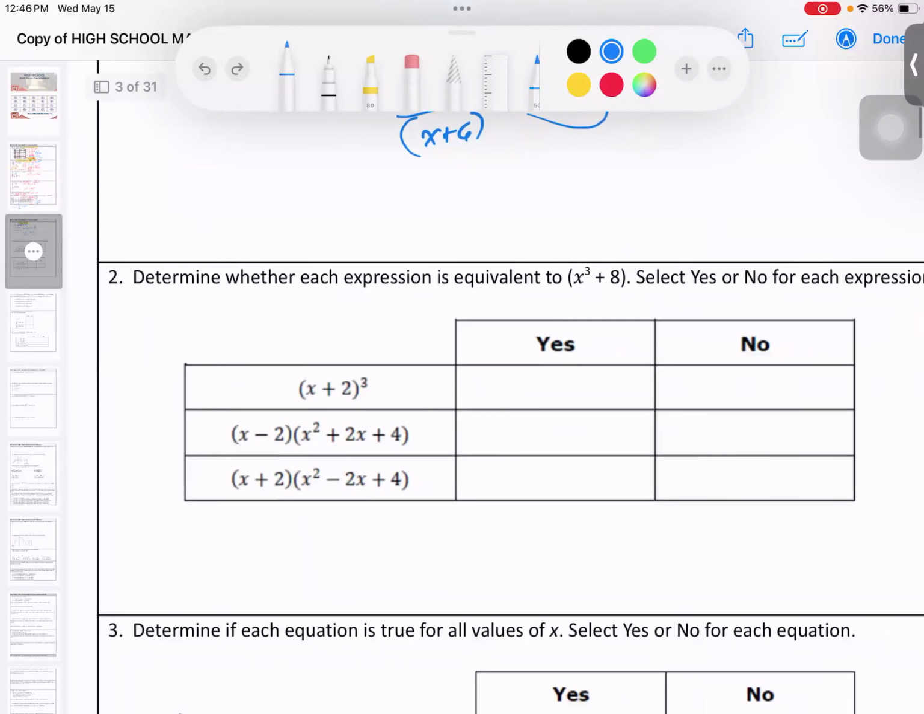All right. Number 2, determine which expression is equivalent to x cubed plus 8. Two terms. What strategy do you use when you factor two terms? Okay, hold on. This is the homework, and this is the one we're working on, the SBAC, right now. I will tell you what to do on the homework.